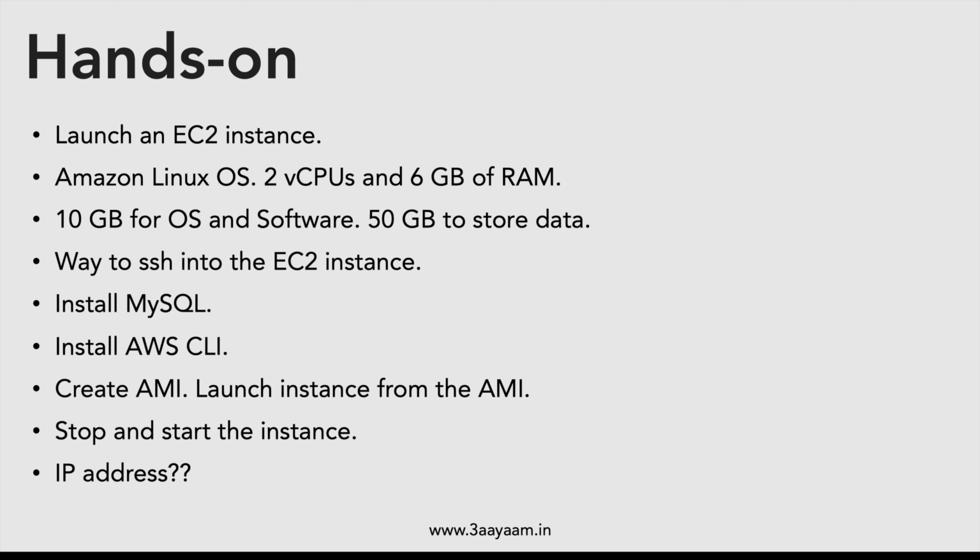Then after installing these softwares, we'll create an AMI and we'll launch another instance from the AMI. Then we'll see the difference between a custom AMI and the AMI which is provided to us. Then we'll stop and start the instance. I'll show you how to stop an instance. If you stop an instance, there won't be any charge as such. And then the IP addresses, we'll just glance through them because we'll talk about IP addresses in VPC again.